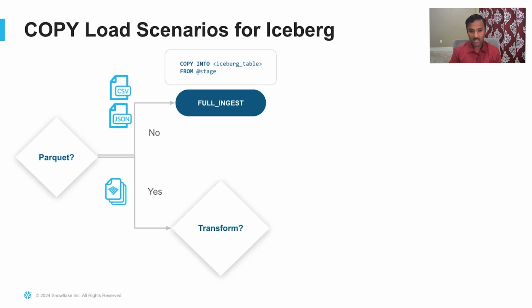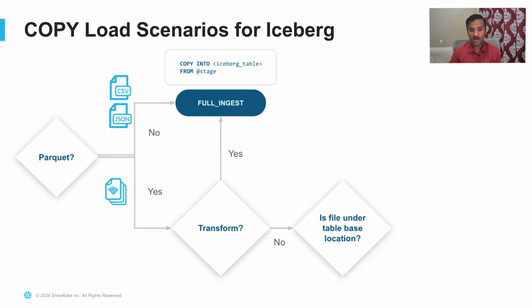The next question is whether we want to transform the data in any way before we load it into the table. If yes, then we fall back to the full ingest mode because we will need to rewrite the source data into new Parquet files. If we don't want to transform the data and can directly add the files to the table, then the final question that we need to ask is where are the source files located?